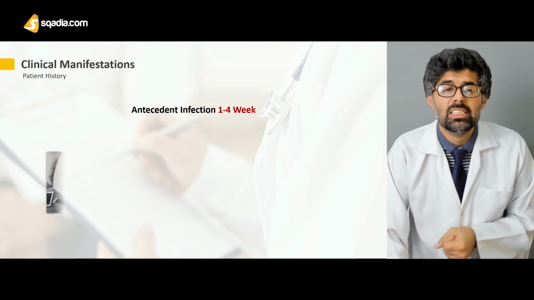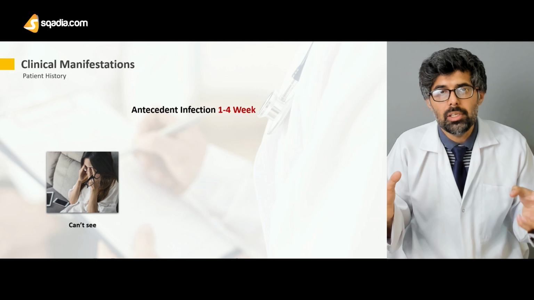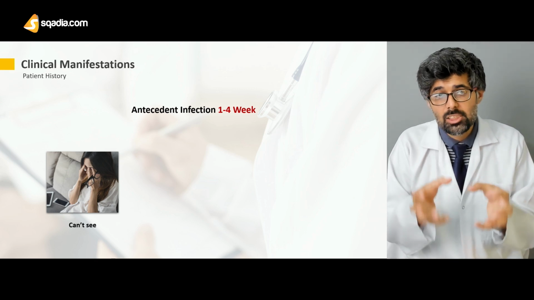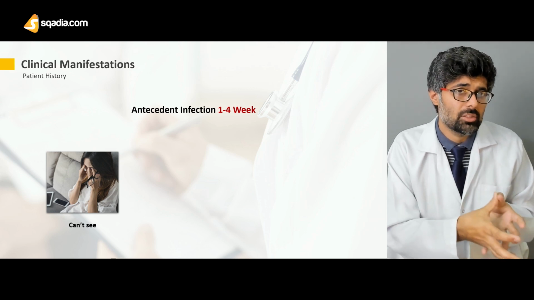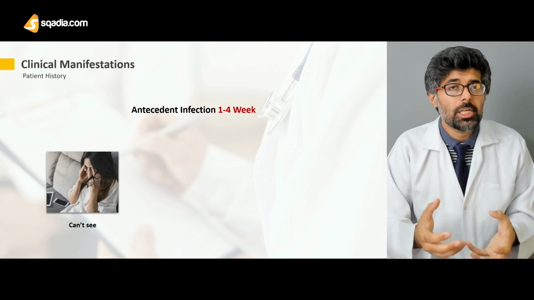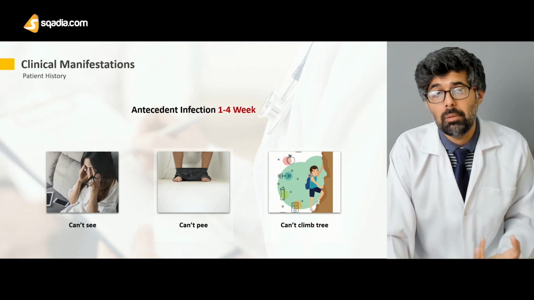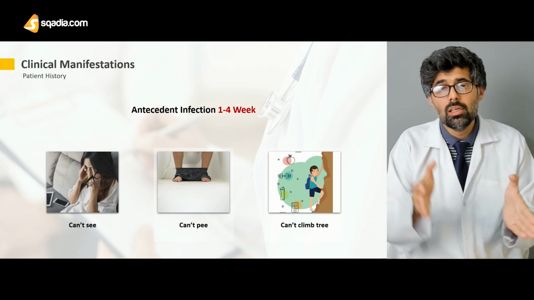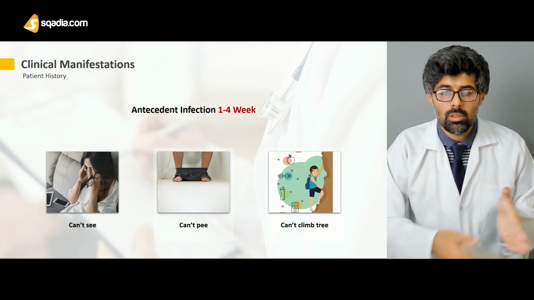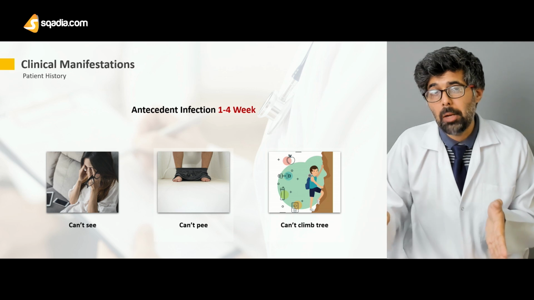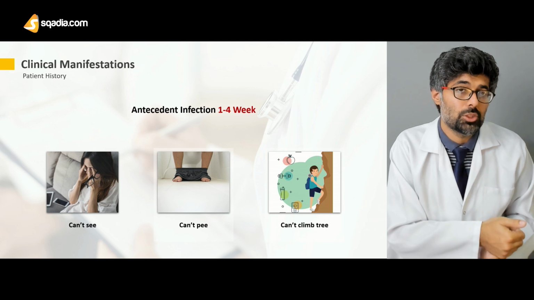Now, during the physical examination, you will get a triad of 3 different symptoms, which are classically associated with reactive arthritis. Patients usually complain that they cannot see, they cannot pee, and they cannot climb a tree. These 3 phrases can also be remembered as a mnemonic: can't see, pee, or climb a tree. This mnemonic gives way to the triad I was mentioning earlier.